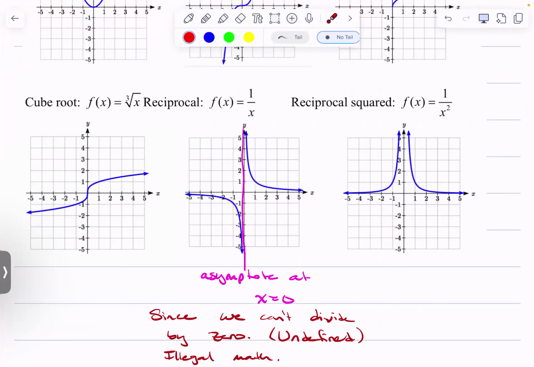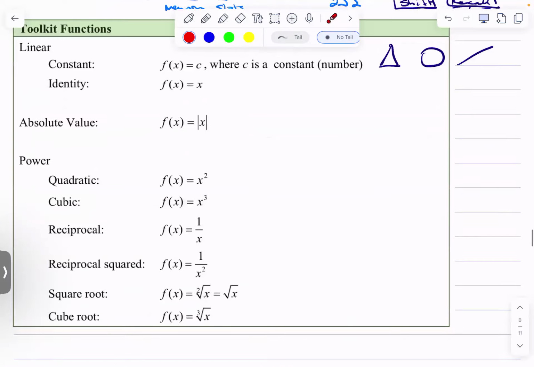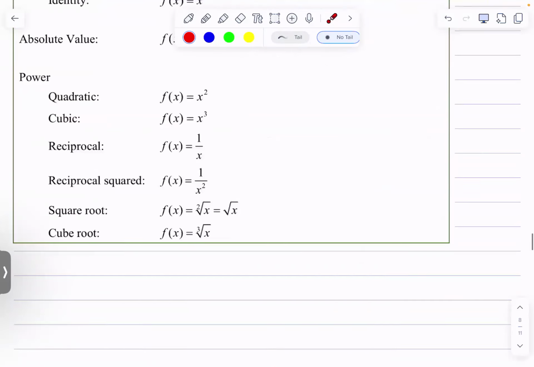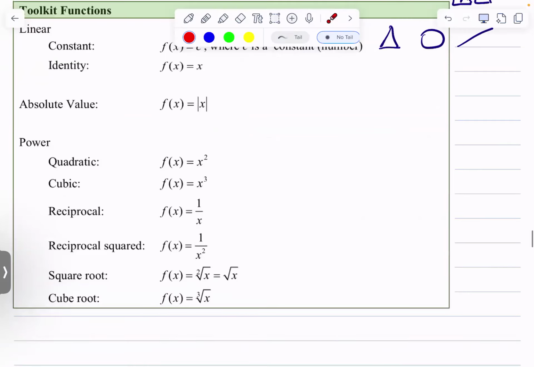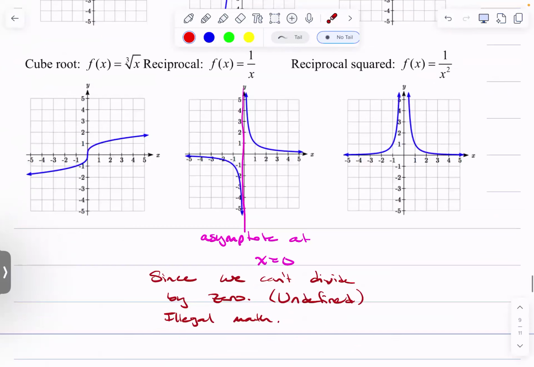And so we'll be working with these toolkit functions quite a bit, and I encourage you to just read through them. Let's see if I missed one. Quadratic, cubic, reciprocal. And we did, okay, they're all on there. Phew. All right. Spend some time getting to know these functions and their general shapes. Because like I said, in order to make sure that an answer makes sense, it's going to be really valuable.